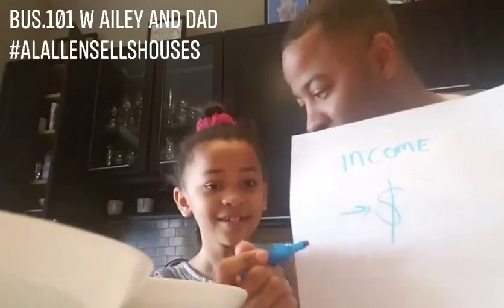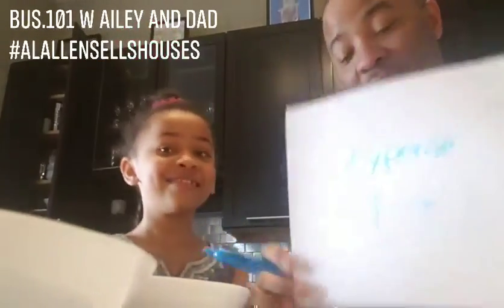Okay. What is an expense? I don't know what expenses are. It's okay. Income is money coming in. Expenses? An expense is when you owe someone money for something that you need, like your heat or your gas or your water bill. Right, so that's money going out, right? Yeah. So if income is money coming in, expense is money coming out.